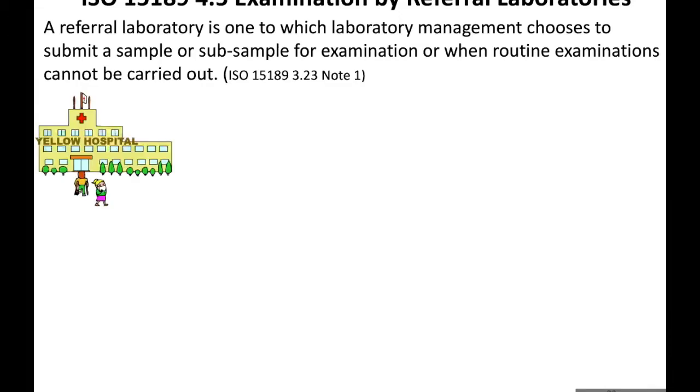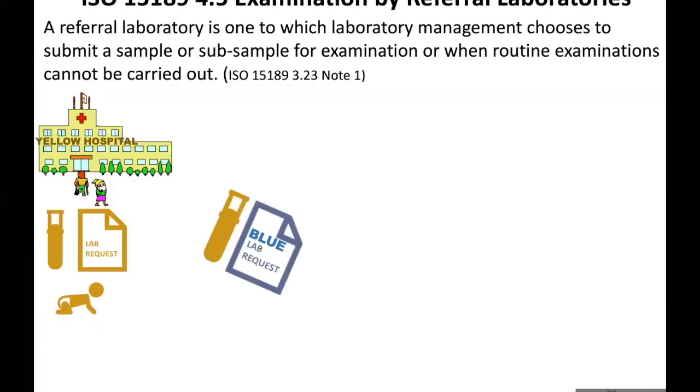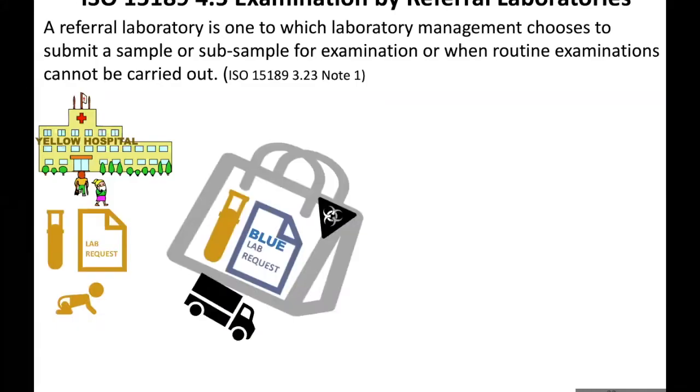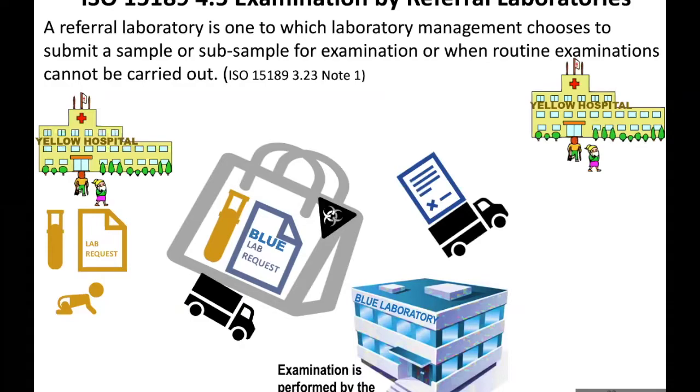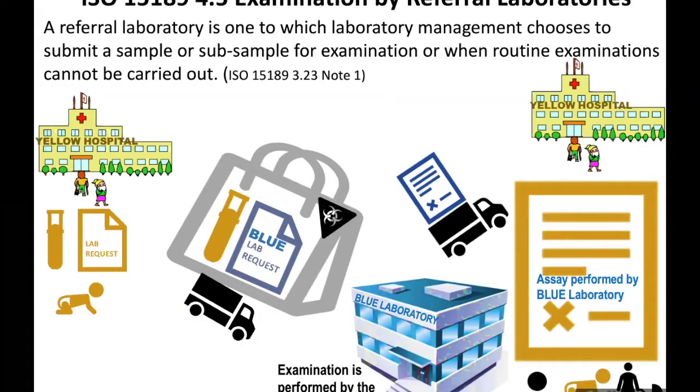So this is the process that normally happens. You have Yellow Hospital. Yellow Hospital gets a lab request for a test that they either don't do or at that point in time cannot do. And they package and transport that test to Blue Laboratory because Blue Laboratory does the test, okay? So the examination is performed by the referral laboratory. Then the result is sent back to Yellow Hospital. And Yellow Hospital then gives the result to the requester.